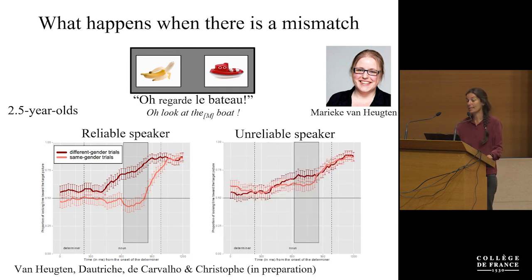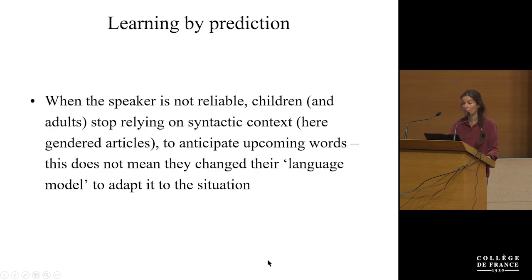And what you see here is that when they have this unreliable speaker, you don't get this significant advantage for the different gender trials anyway. So they stop using gender. And so there are two interpretations for something like this. One is what I just told you before, and that is that children change either their language model or at least their language model for this particular speaker, okay?